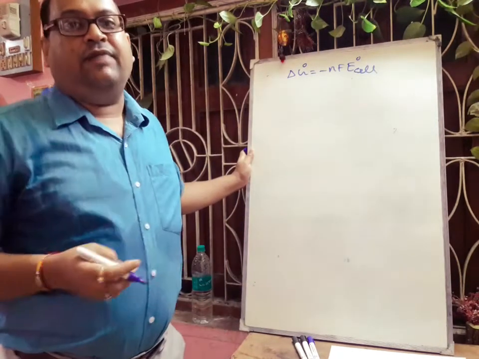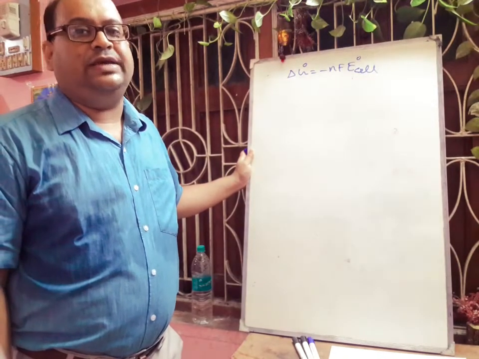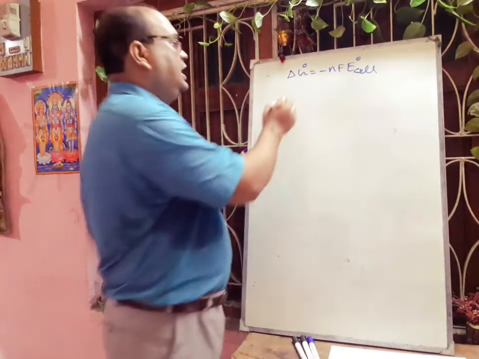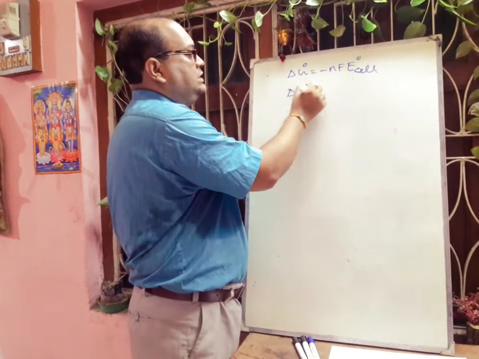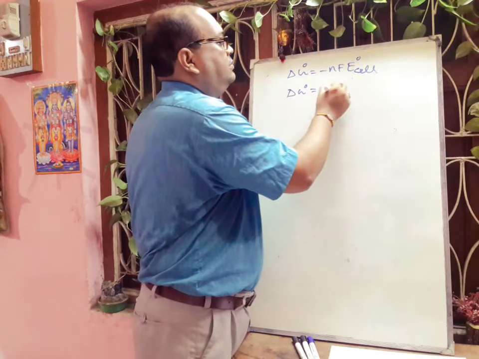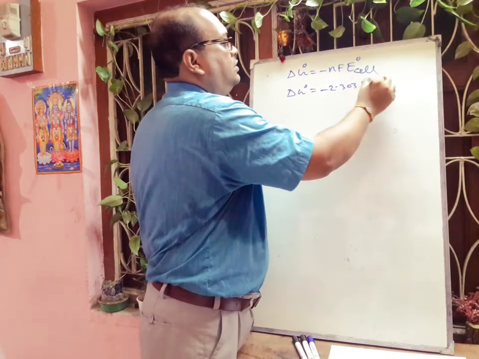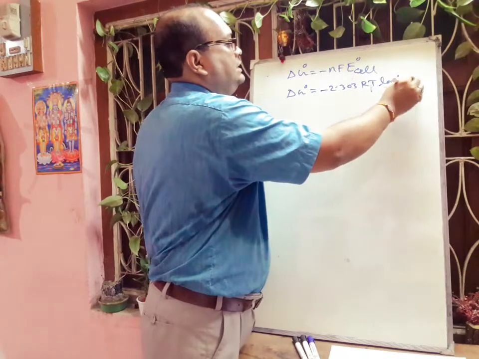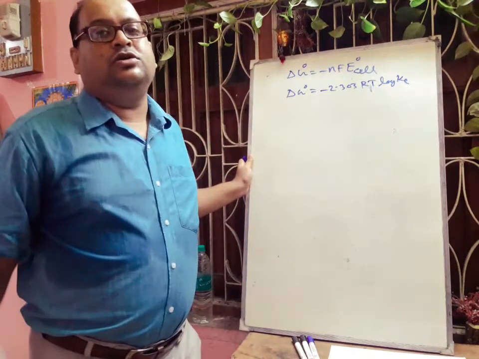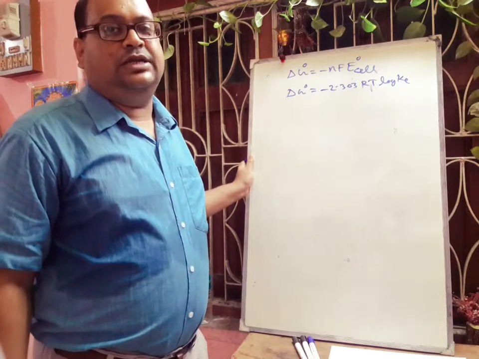Now from the standard Gibbs energy delta G0, the equilibrium constant can also be calculated by the equation that we know, that is delta G0 is equal to minus 2.303 RT log Kc. Kc is nothing but the equilibrium constant. So from here we can easily calculate the equilibrium constant also.